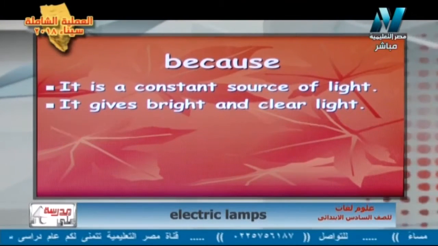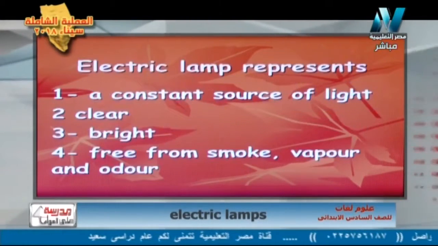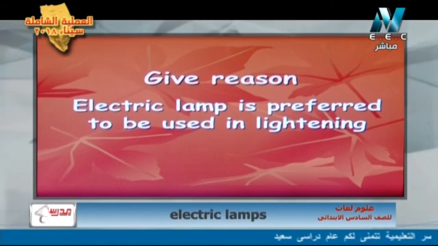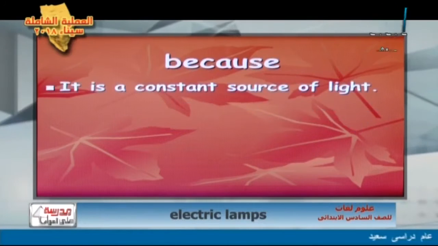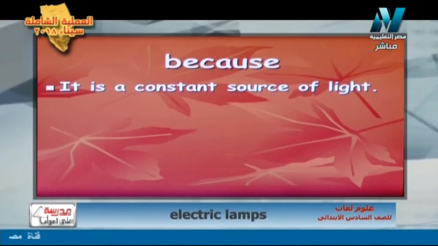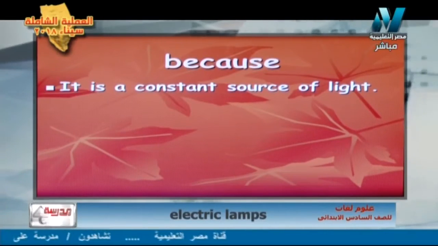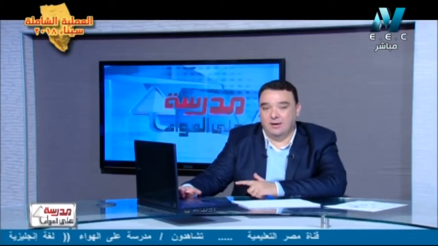So again, electric lamp is preferred. Why? Because I have many reasons for that. Electric lamp is preferred to be used in lightning because it's a constant source of light. هي مصدر ضوء دائم. طبعا ممكن في الامتحان أكتب مش كل الريزون ده، ممكن اكتب واحد أو اتنين بس كفاية. It's a constant source of light. And also it's free from smoke, odors, and bad vapors. And also it gives us clear and bright light.